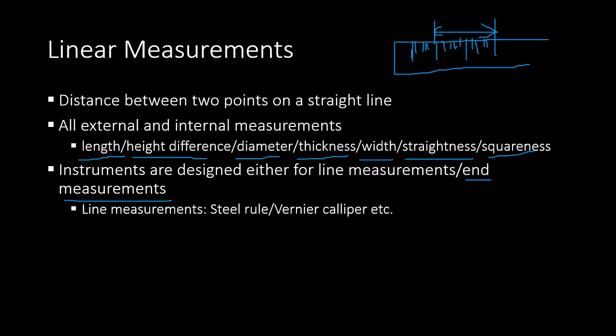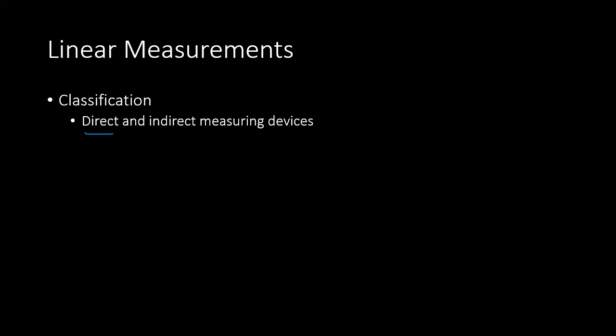Some examples of line measurements or instruments based on line measurements are steel rule, which you have already used, or vernier caliper. Some examples of end measurements are micrometer and slip gauges. First scheme of classifying linear measuring instruments is direct and indirect measuring devices. Steel rule, vernier caliper are an example of direct measuring devices because these devices directly provide the value of the dimension that we want to measure.